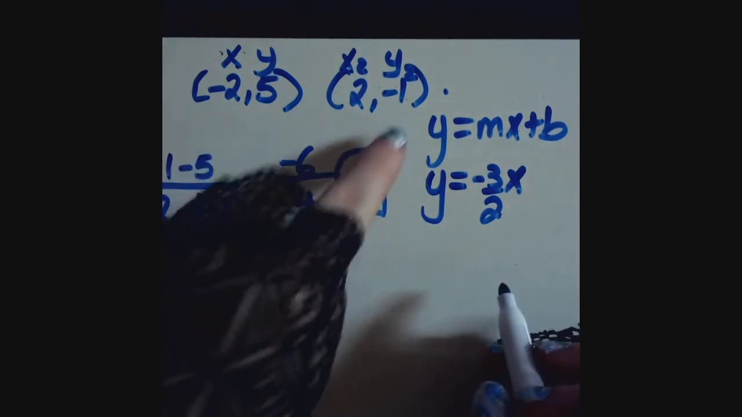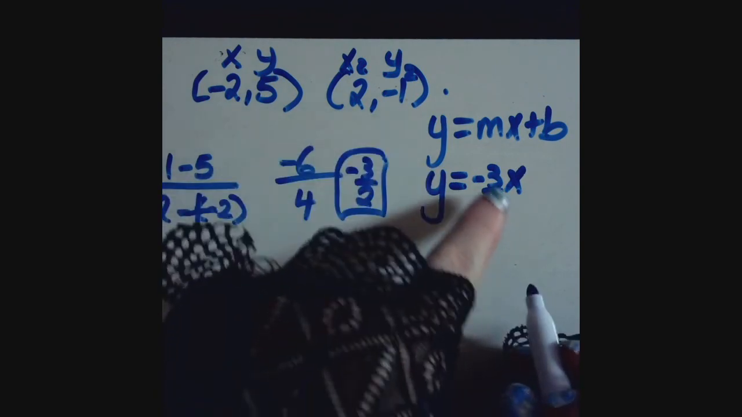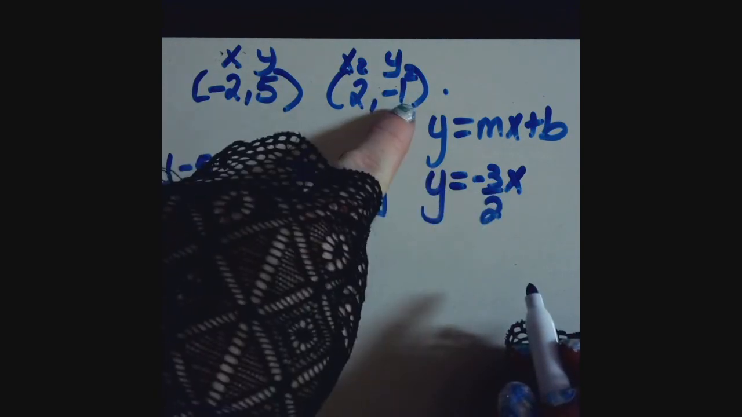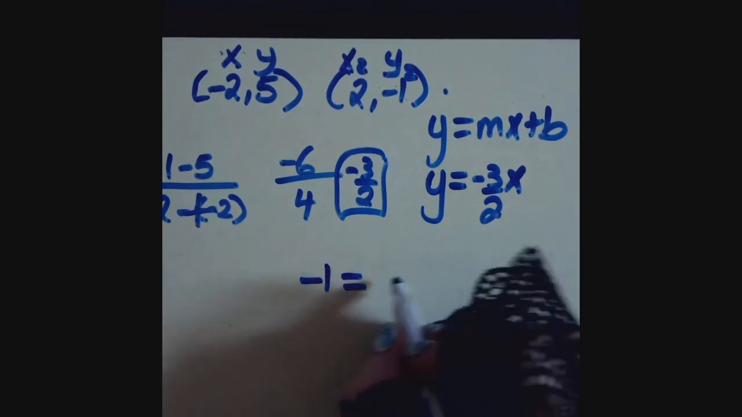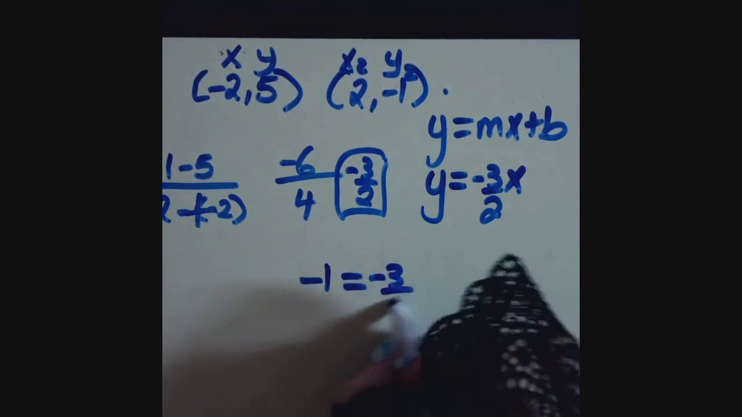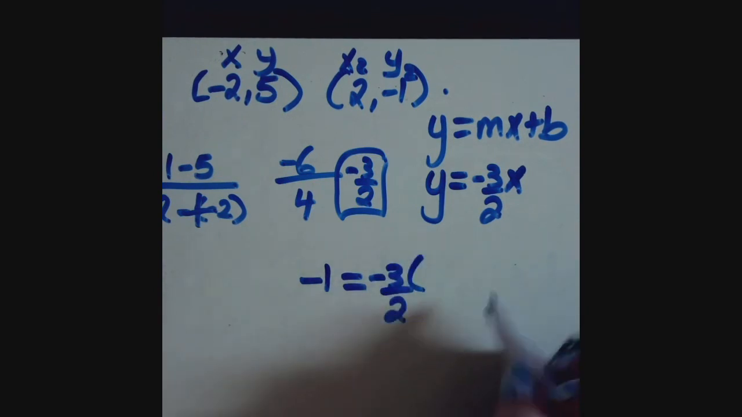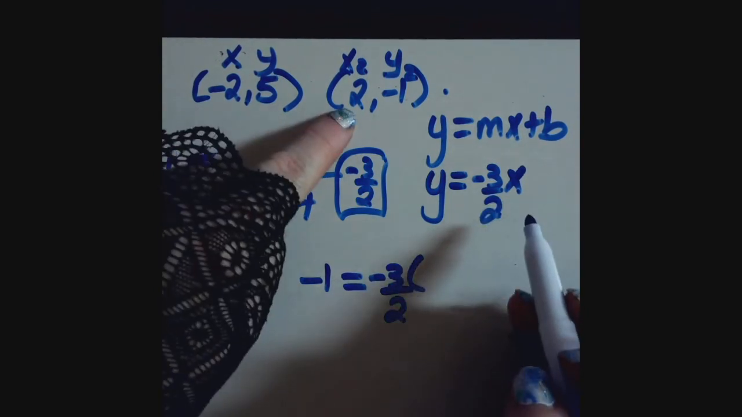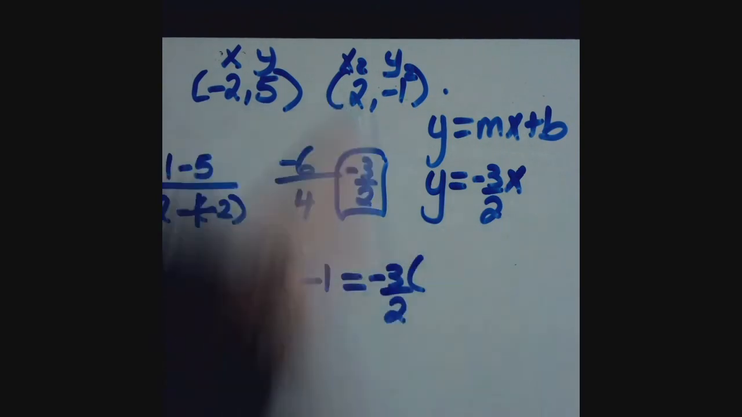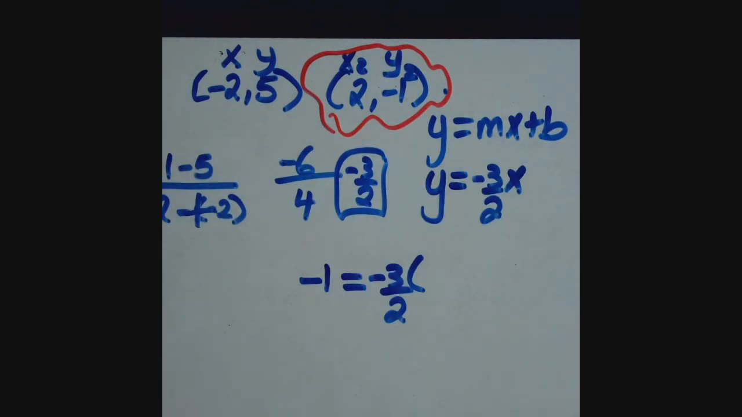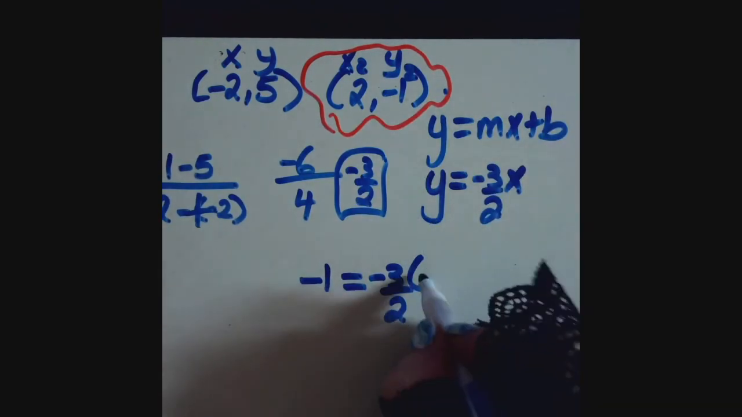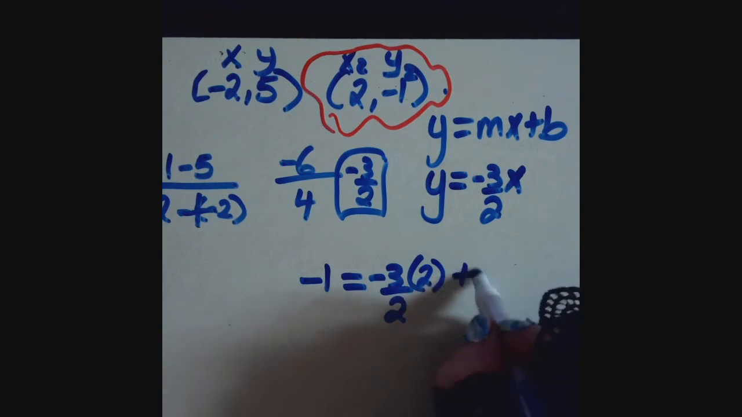So we know that the slope is negative 3 over 2. We know that y is negative 1. So I'm going to plug in negative 1 equals, I know the slope is negative 3 over 2, and then x over here, because I'm using the second ordered pair. Let me highlight that in red so you can see. This is the one I'm using. So I'm going to plug in a 2 and then plus b.